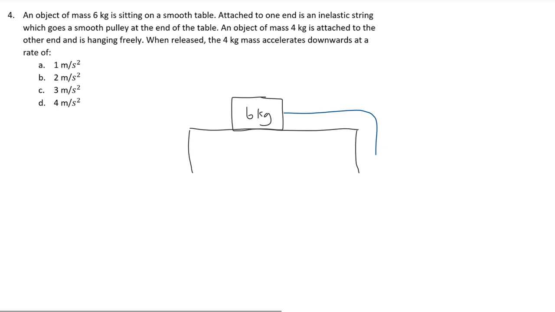We are then told that that string goes to a smooth pulley, again smooth, no friction associated with the pulley, at the end of the table.